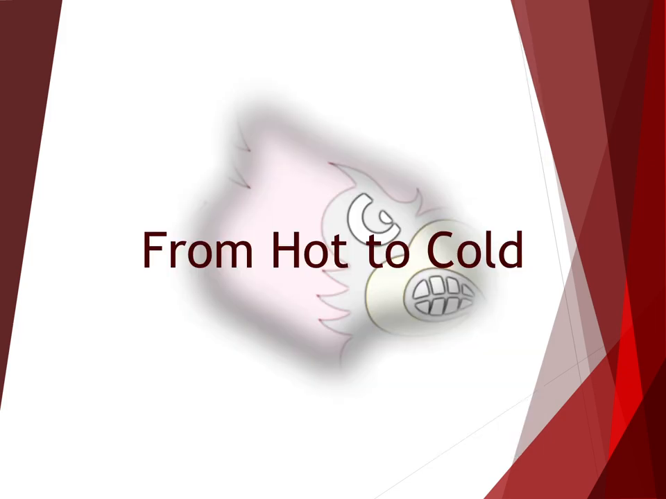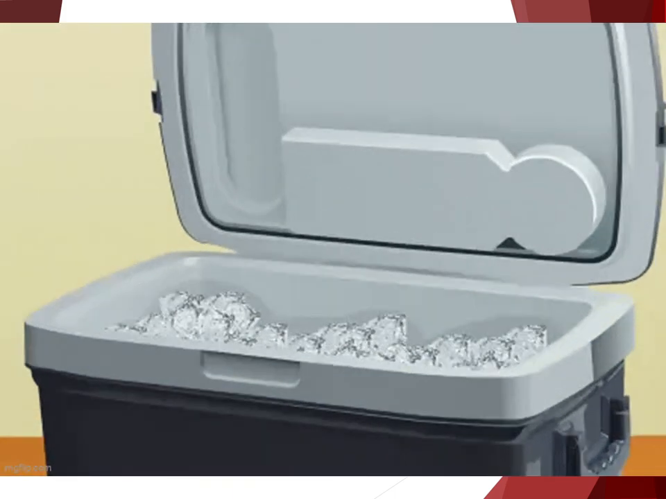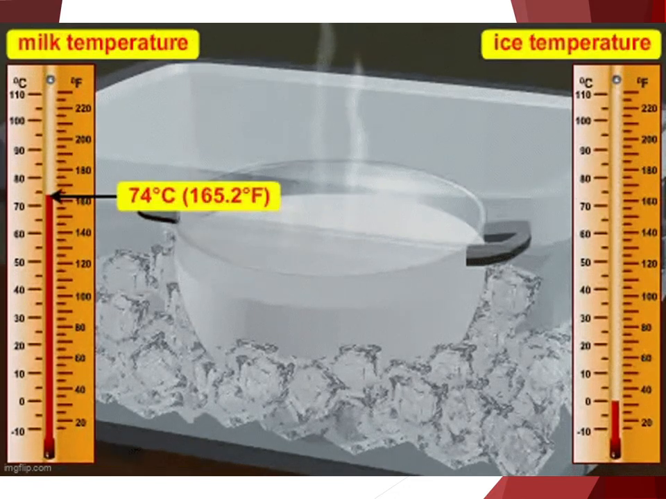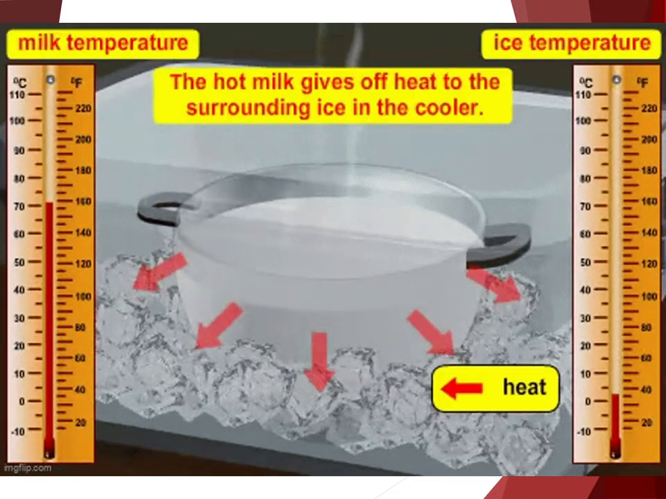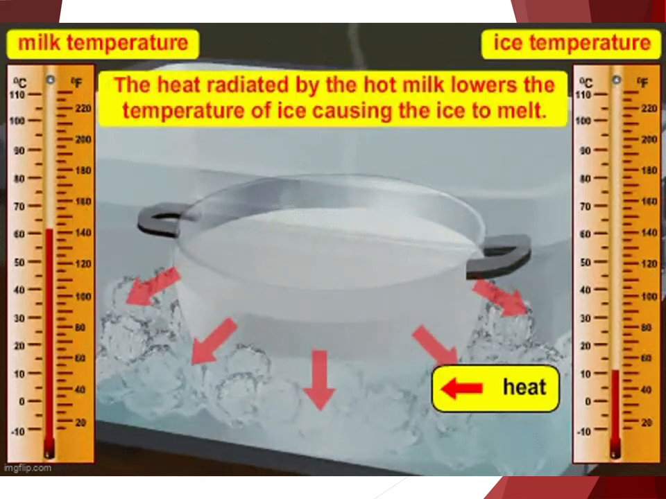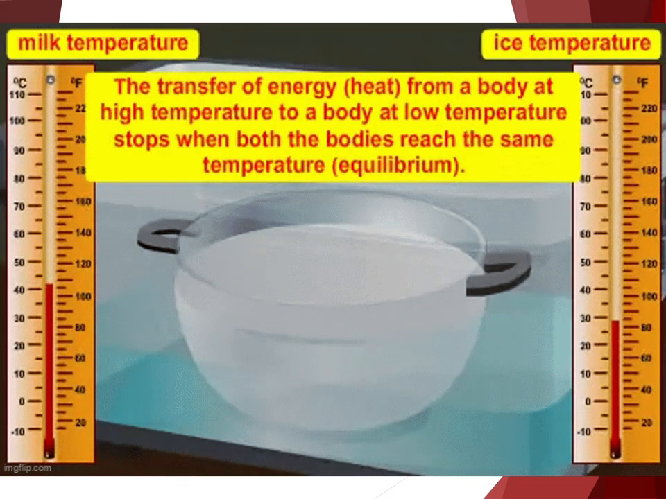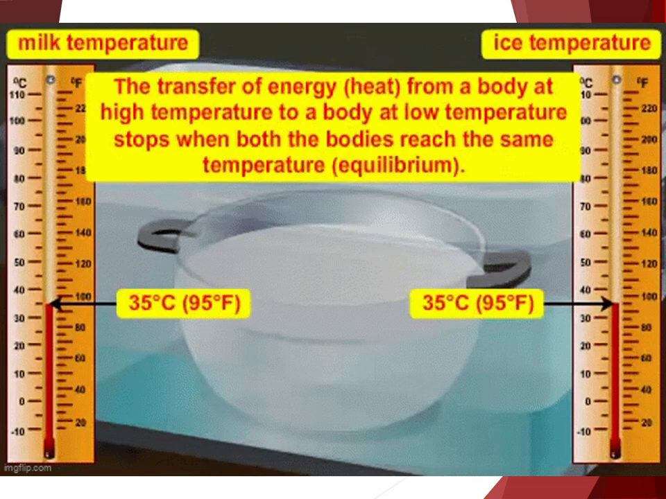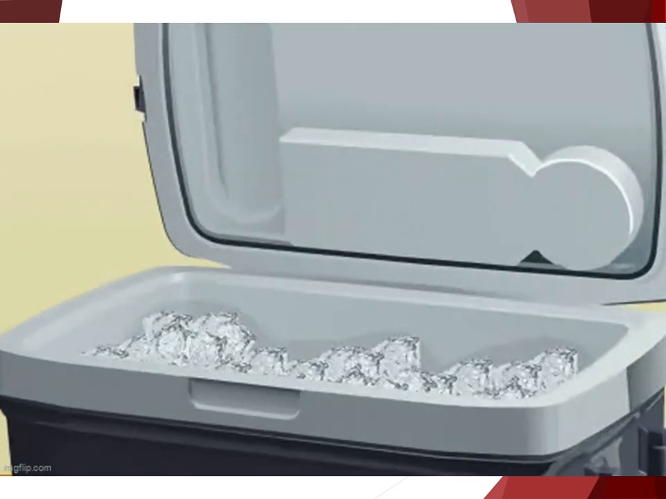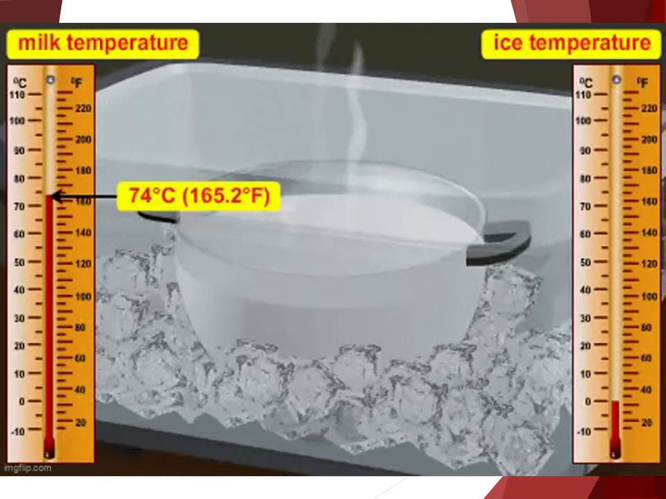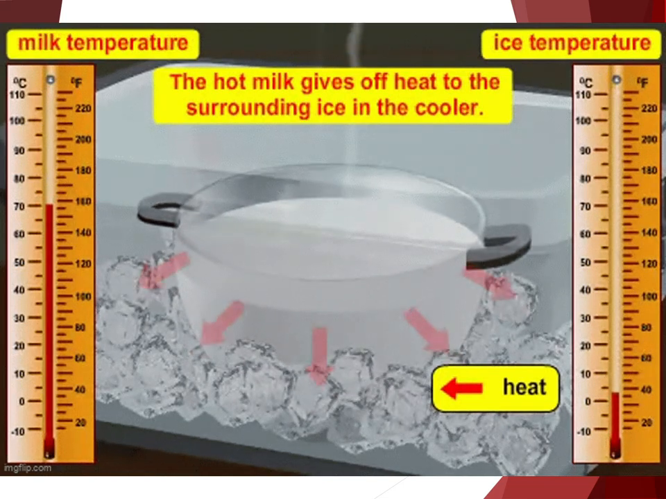Our next main idea: from hot to cold. Heat transfer occurs from the surroundings into a system during an endothermic change. Heat transfer occurs from the system to the surroundings during an exothermic change. In each case, thermal energy naturally moves from a warmer area to a cooler area during the change. This is just as the second law of thermodynamics would indicate.